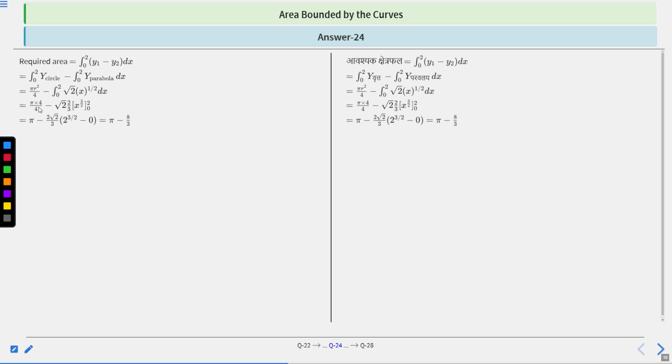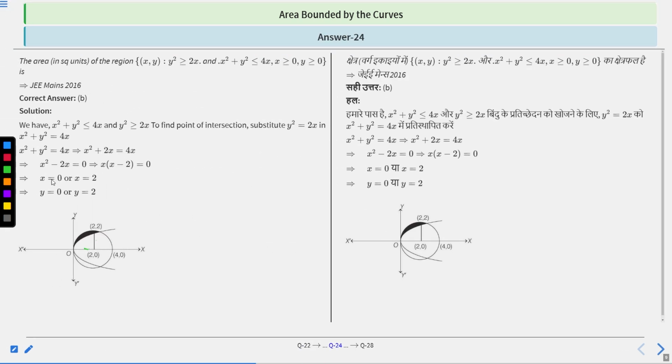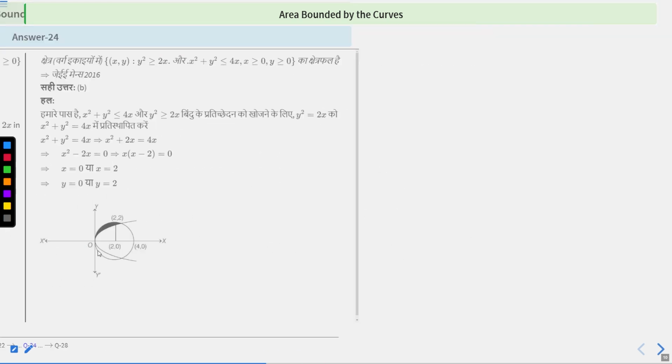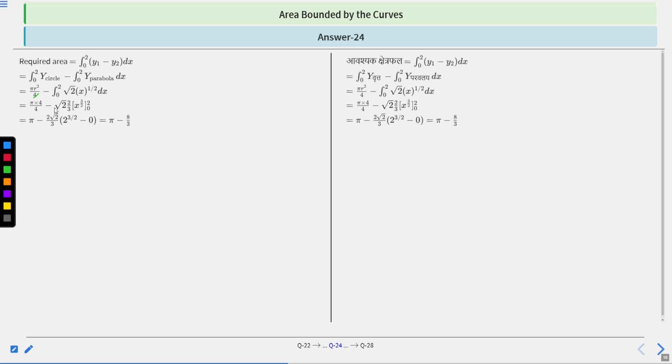Therefore, it will be equal to πr²/4 minus the integration from 0 to 2 of the parabola. The circle's area from 0 to 2 is basically the area of a quarter circle having radius 2 units. So the area will be πr²/4 minus the integration from 0 to 2 of √2 x^(1/2) dx.